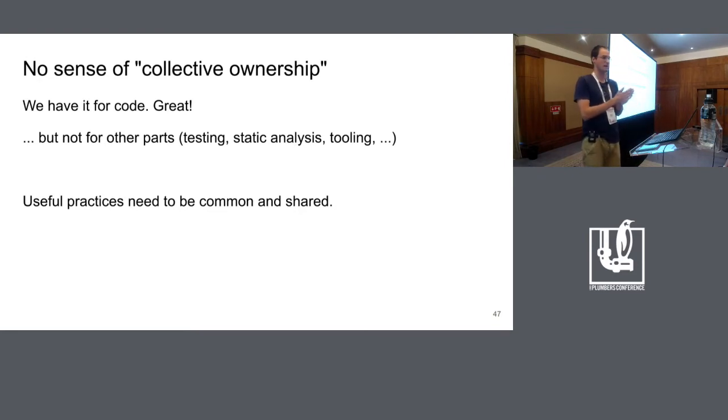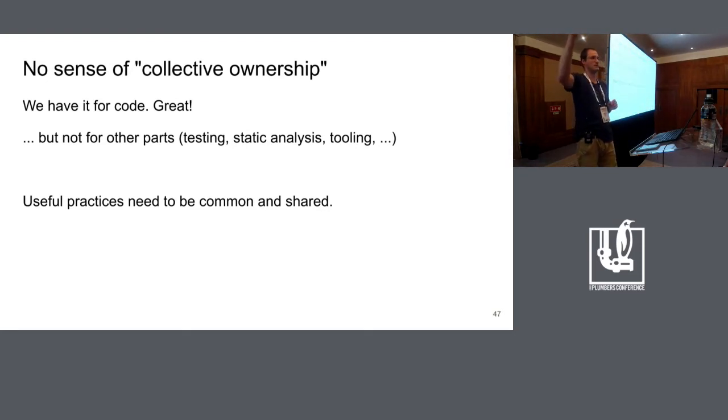There's also no sense of collective ownership for lots of things. We have it for code, right? If you fix something over there, you don't consider that you contribute to somebody else's code. You consider that this is your kernel, which is a great thing to have. But for lots of other parts, like testing, static analysis, tooling, we unfortunately don't have it.